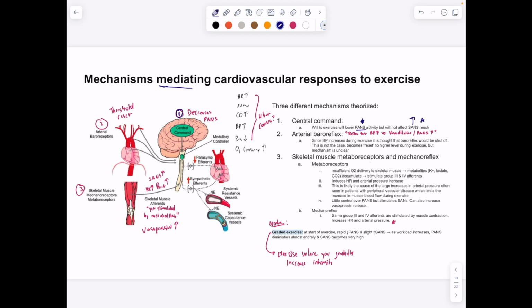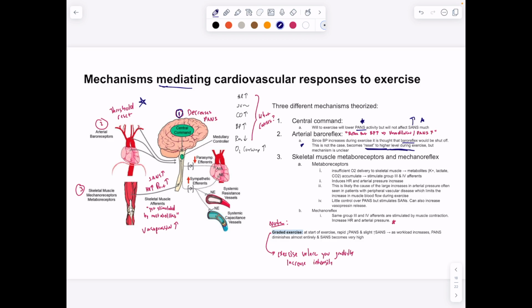Then two, you have the arterial baroreflex. The idea is that in exercise, since blood pressure increased, it's thought that the baroreceptor would fight against this, the reflex. But what happens is there's a reset to a higher level for triggering of the baroreflex, such that you don't get, right, the baroreflex saying blood pressure is too high, let's activate the parasympathetic nervous system and get to rest and digest. That doesn't happen during exercise due to a reset in threshold. The mechanism is unclear, we don't know exactly what it is.